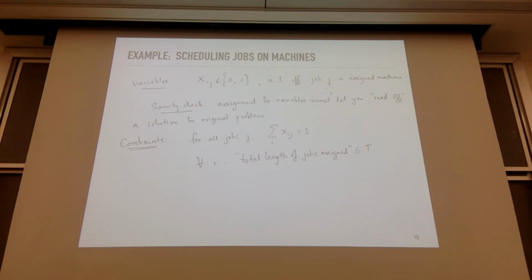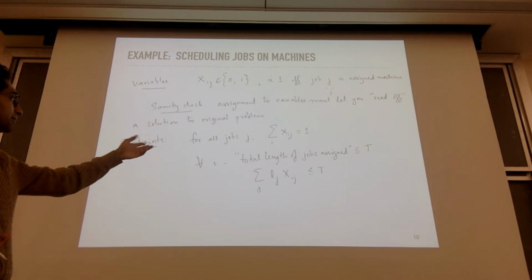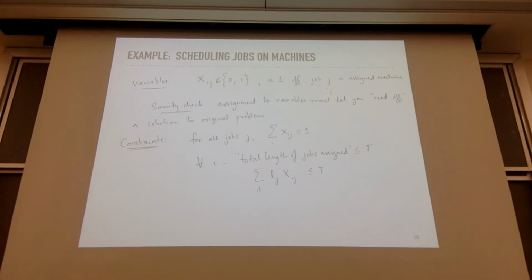Having it where the product of Lj and xij, and sum over this. Right. So you would say sum over j of Lj times xij. This is less than or equal to t, because xij is a 0-1 thing. So it'll be 0 for every job j that was not assigned to machine i, and it'll be 1 otherwise. So this exactly captures the total length of jobs assigned to machine i.